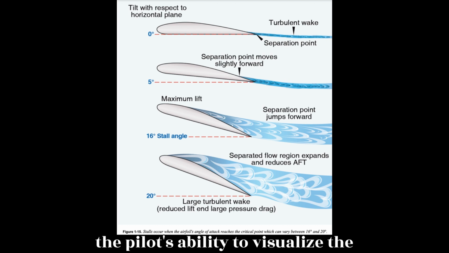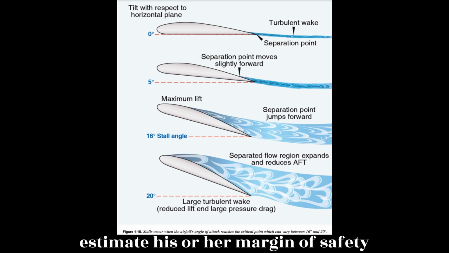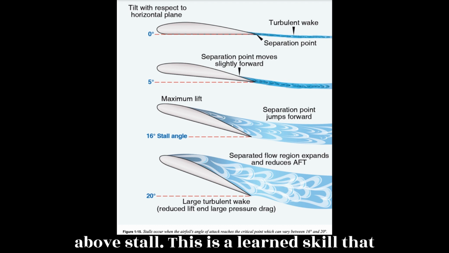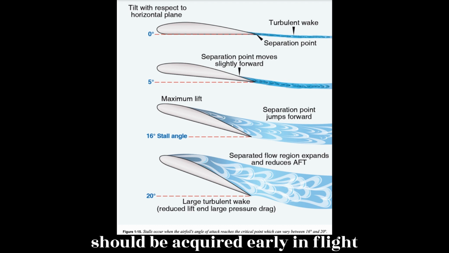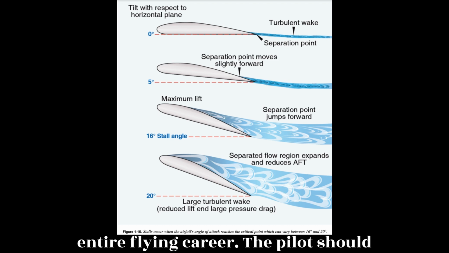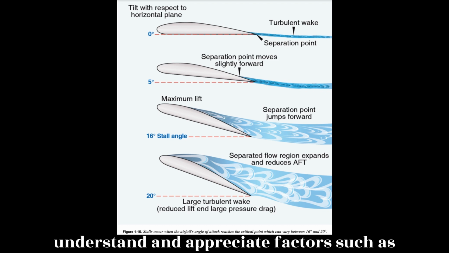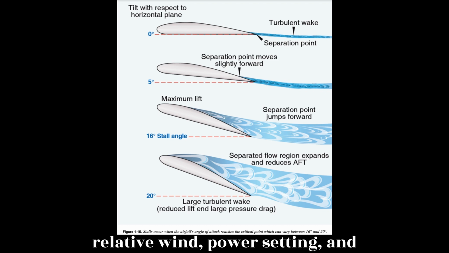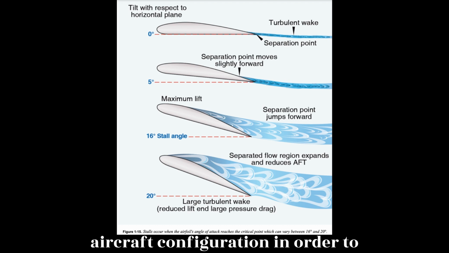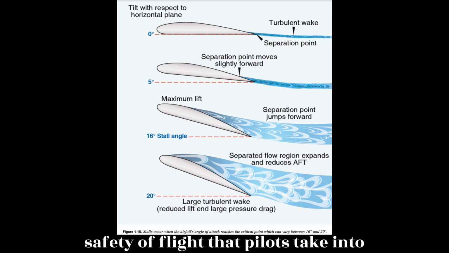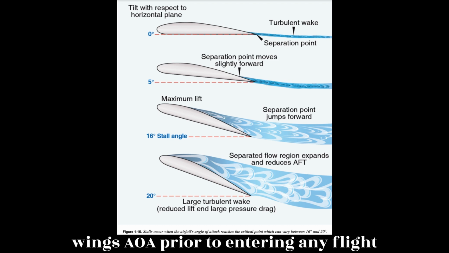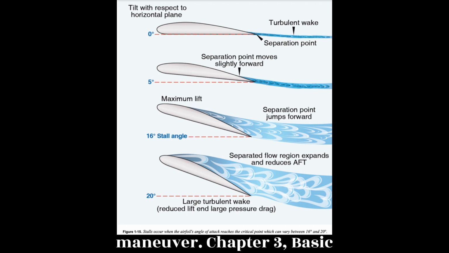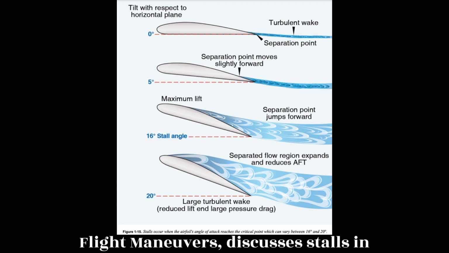The key to stall awareness is the pilot's ability to visualize the wing's AOA in any particular circumstance, and thereby be able to estimate his or her margin of safety above stall. This is a learned skill that should be acquired early in flight training and carry through the pilot's entire flying career. The pilot should understand and appreciate factors such as airspeed, pitch attitude, load factor, relative wind, power setting, and aircraft configuration in order to develop a reasonably accurate mental picture of the wing's AOA at any particular time. It is essential to safety of flight that pilots take into consideration this visualization of the wing's AOA prior to entering any flight maneuver. Chapter 3, Basic Flight Maneuvers, discusses stalls in detail.